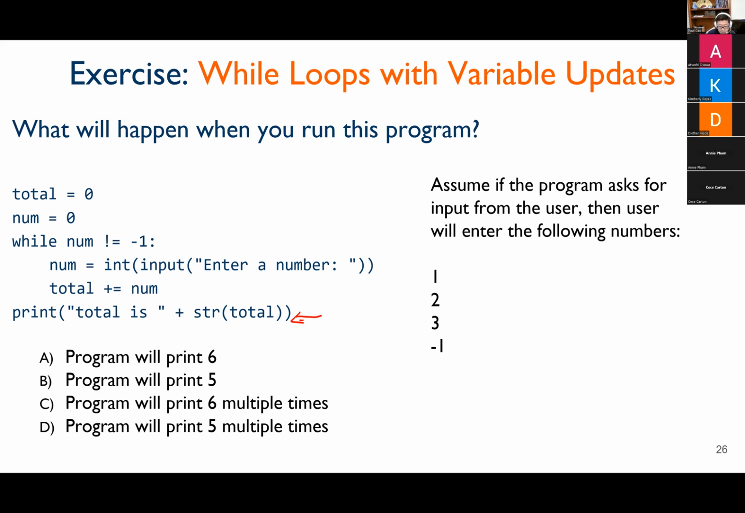A lot of us said, oh, it's gonna print out 6. One of us said it's gonna print out 5. In fact, I think it's gonna print out 5. Why is it gonna print out 5? The issue is this, right? So let me copy it, and let's run it.